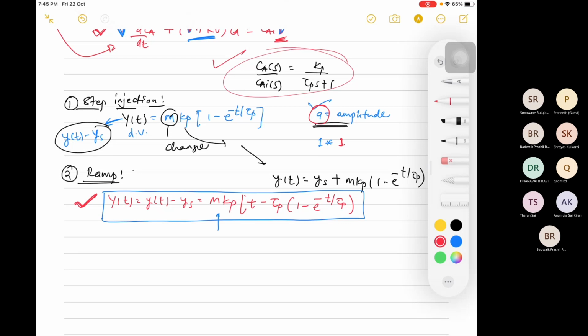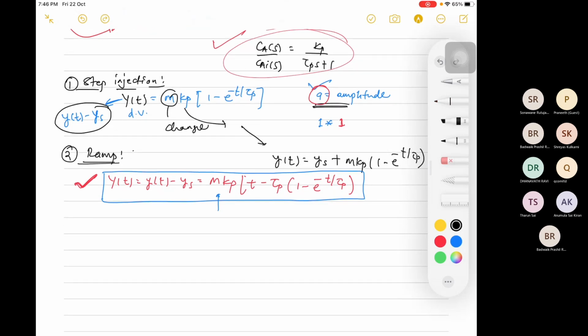Okay, so at that time if you know Kp, if you know the injection, or the step, or what is that amplitude of change, you can substitute and you are going to get the answer, and you know tau p also, right? So using this concept you need to solve, otherwise you will get it wrong. And process dynamics and control is important when it comes to GATE.